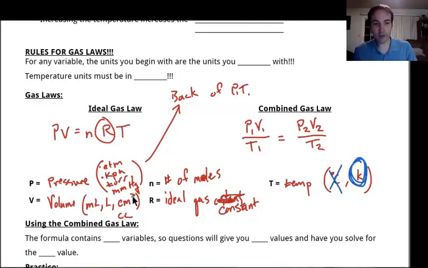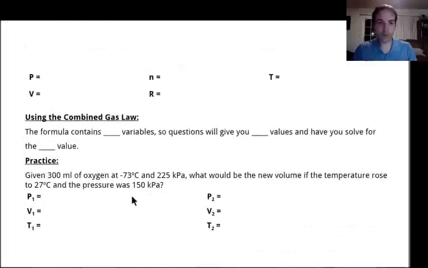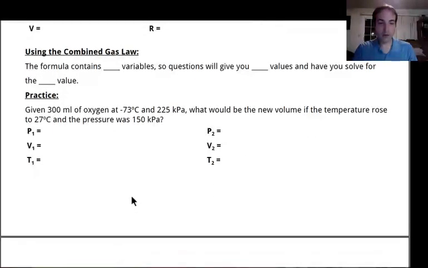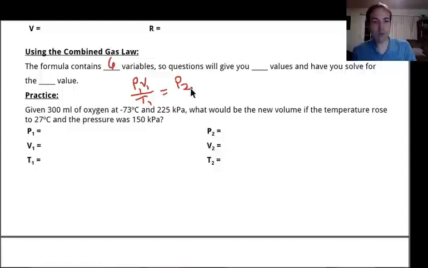So let's talk about how we use the combined gas law. Let's scroll this down a little bit here. Using the combined gas law, again, you don't have to use the ideal gas law. We're just going to use the combined gas law. For any question, the formula contains 6 variables, because you have P1 V1 over T1 equals P2 V2 over T2. So there's 1, 2, 3, 4, 5, 6 variables. But your questions will generally give you 5 variables and ask you to solve for the 6th value.